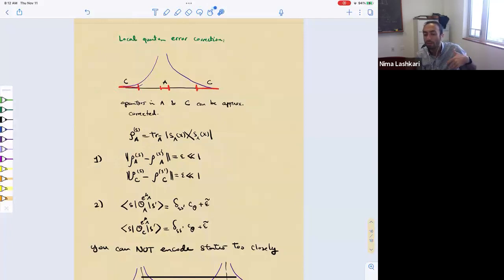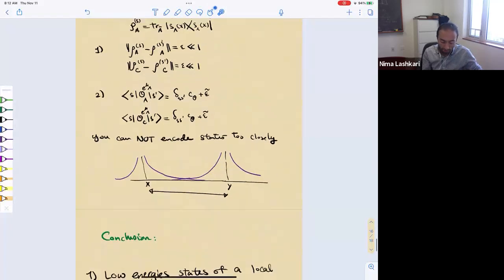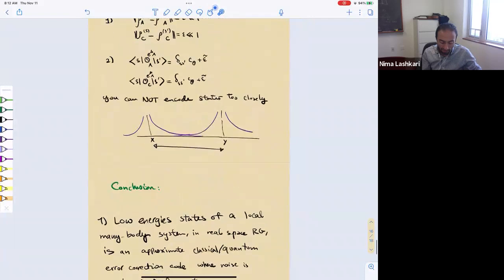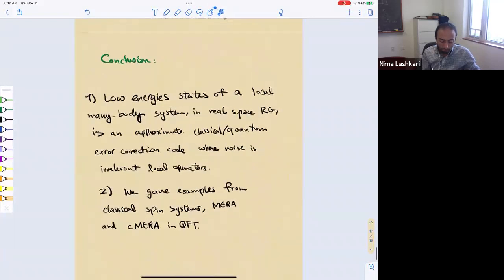That's an equivalent way of discussing approximate error correction. Those are the technical details that I'm jumping over, and let me just jump to the conclusion.